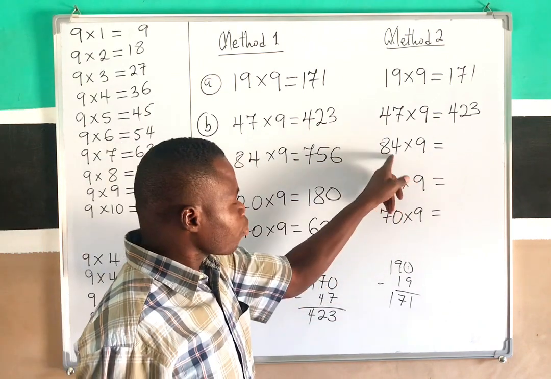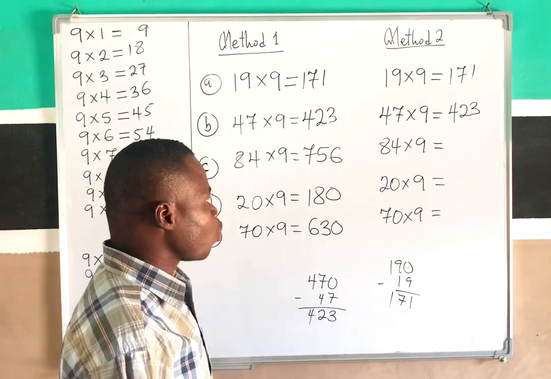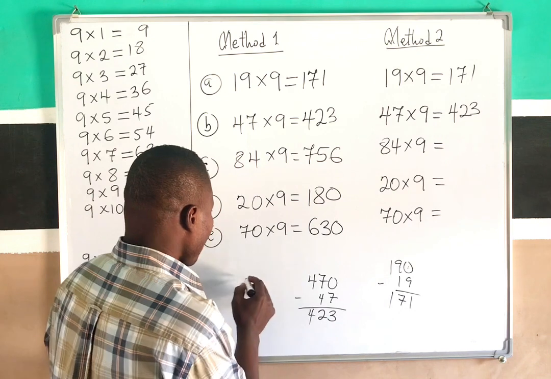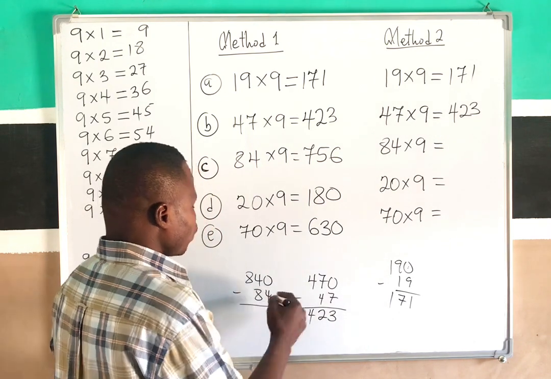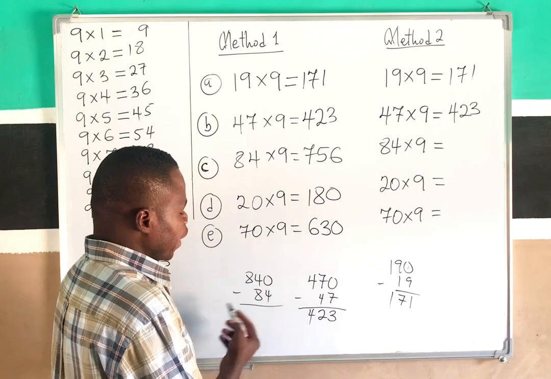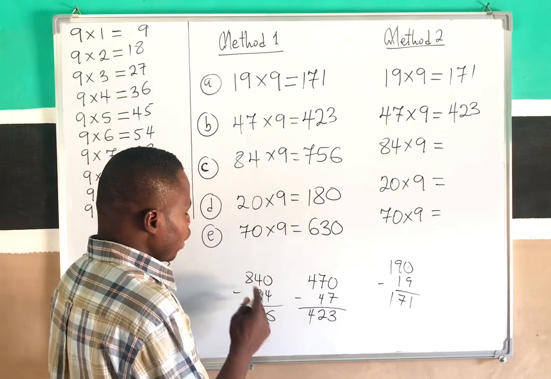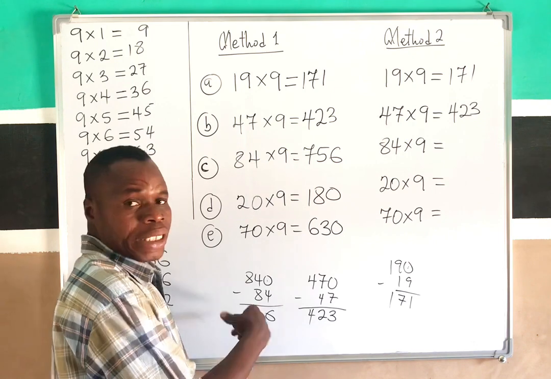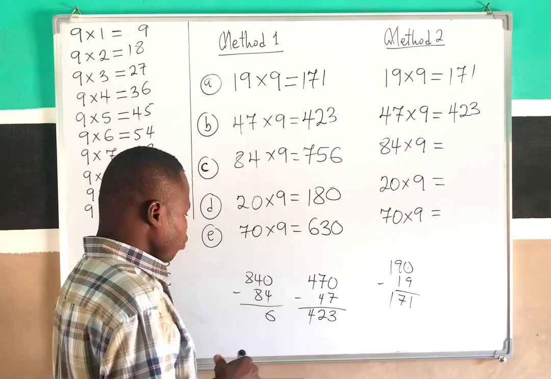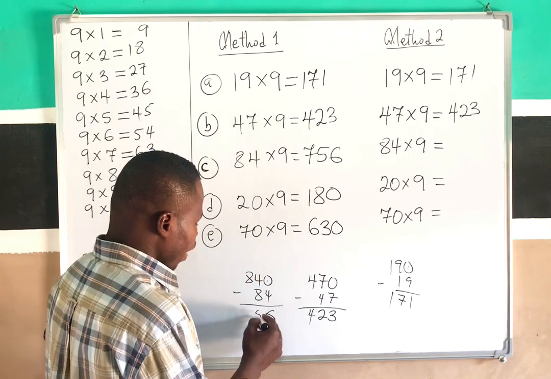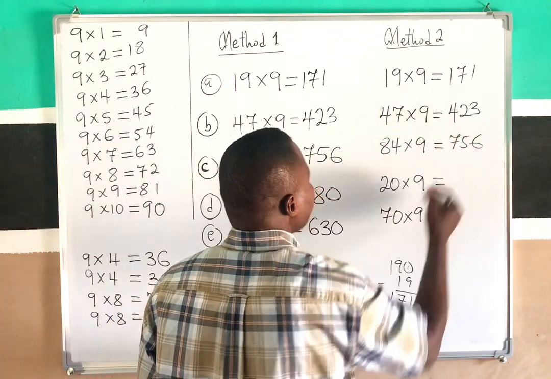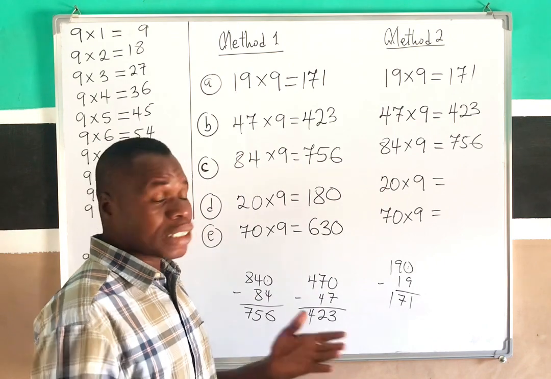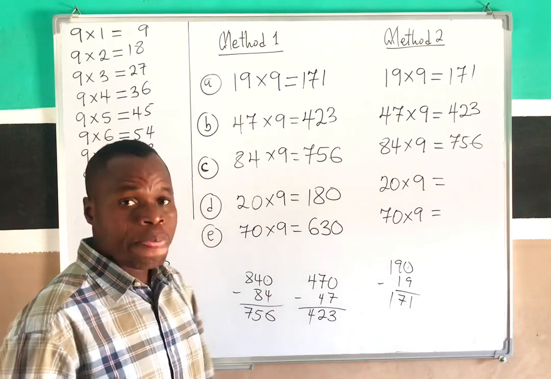If I come here, 84 times 9, I have to add 0 to 84. Then that will give me 840. Then I will subtract 84. Borrowing 1 will make this one 10. 10 minus 4 is 6. Here is now 3, but 3 cannot subtract 8. I have to borrow 1 here, making it 13. 13 minus 8 is 5. Then here 7, and I'll write it this way. That will give me 756. Meaning 84 times 9 is 756 when you are using the second method.